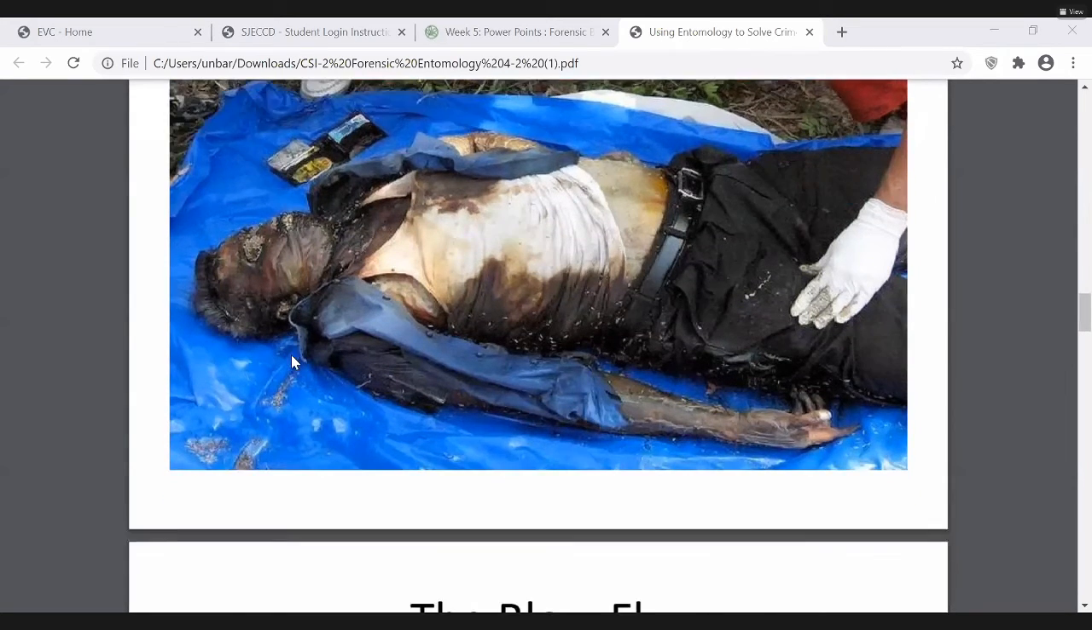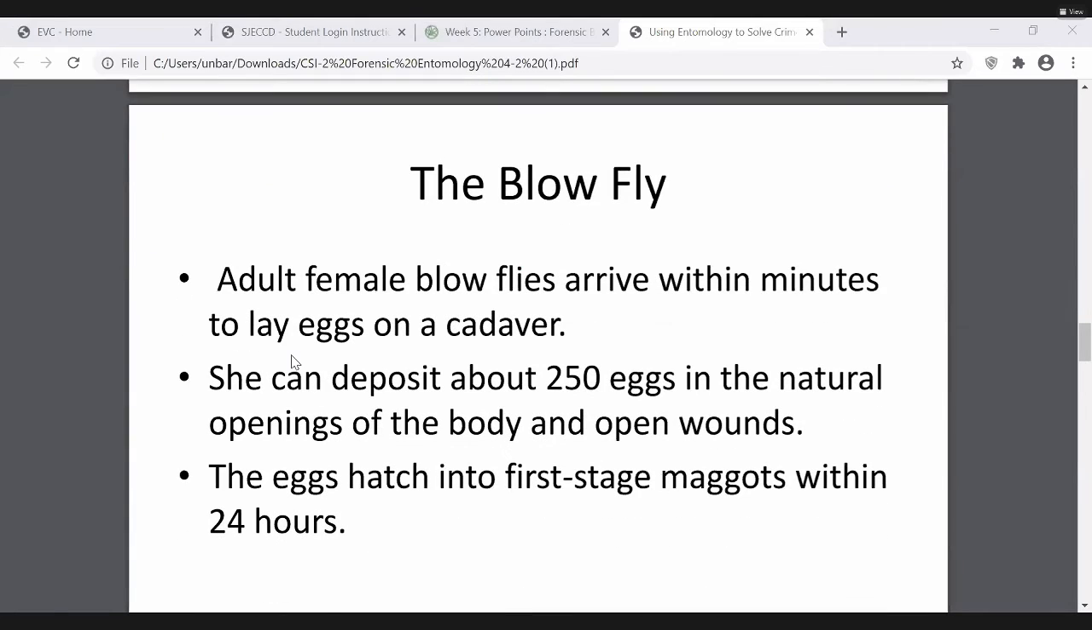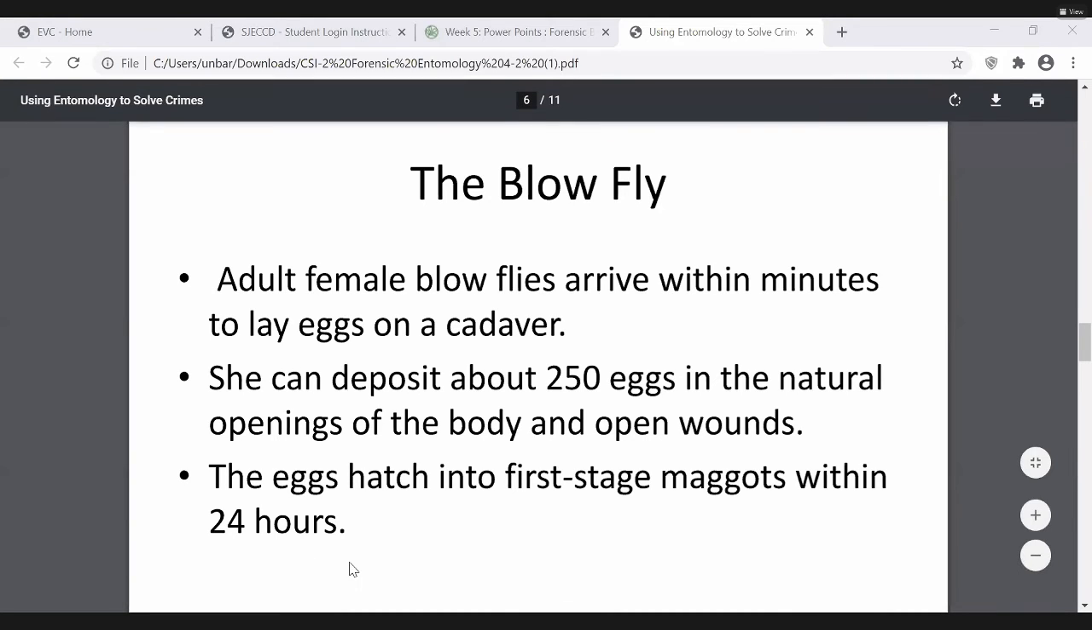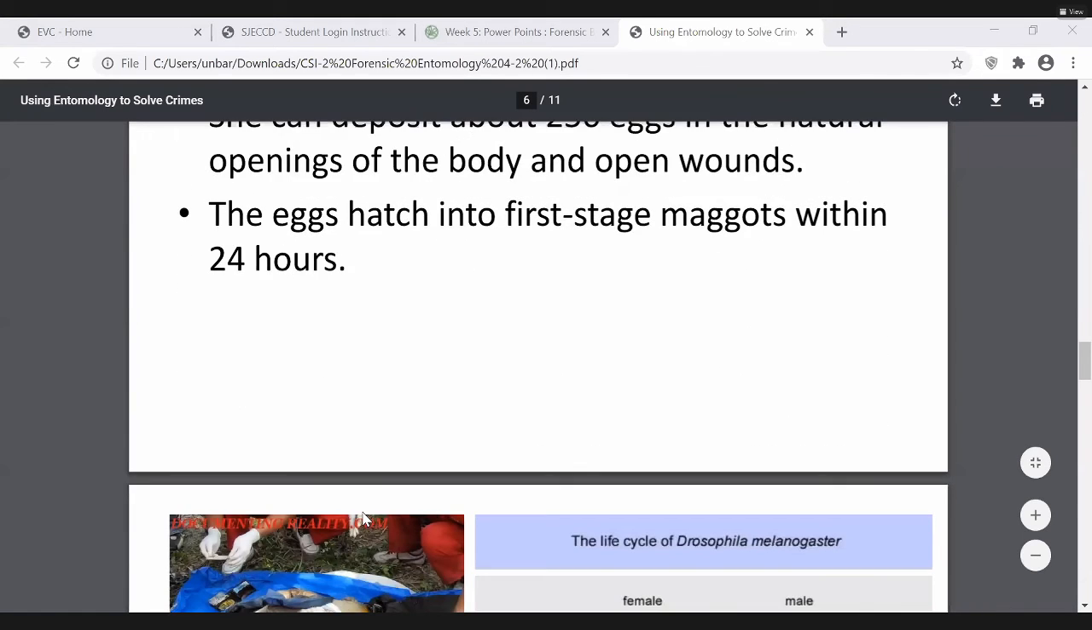Okay. Now, there are some things to keep in mind. So the adult female blowfly arrives within minutes to lay eggs on a cadaver. These flies can actually smell death, okay? She can deposit up to 250 eggs at a time in natural openings of the body, which is the mouth, the eyes, the nose area, the wounds, and so forth. The eggs will hatch within the first 24 hours and the maggots will come out.